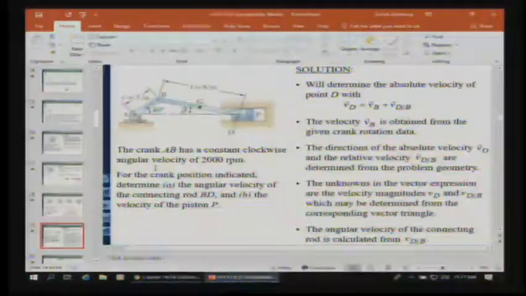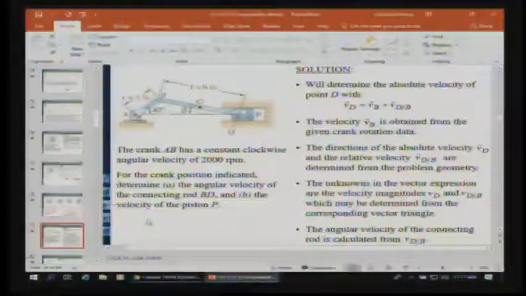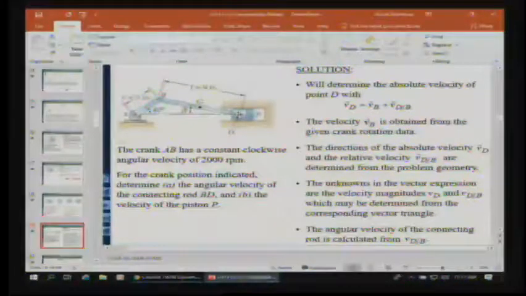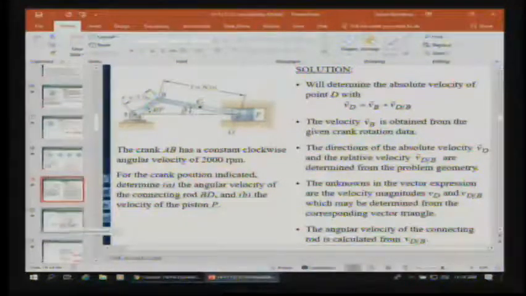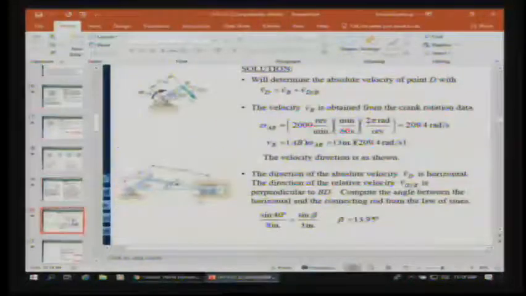RPM is revs per minute, so you have to put that into radians per second. And for this crank position indicated, we wanted to determine the angular velocity of the connecting rod BD. And we also want to find the velocity of P. Well, another way you could set up this problem, we know what this omega is. We might know what the velocity of P is. That would be something that you may know in that particular case.